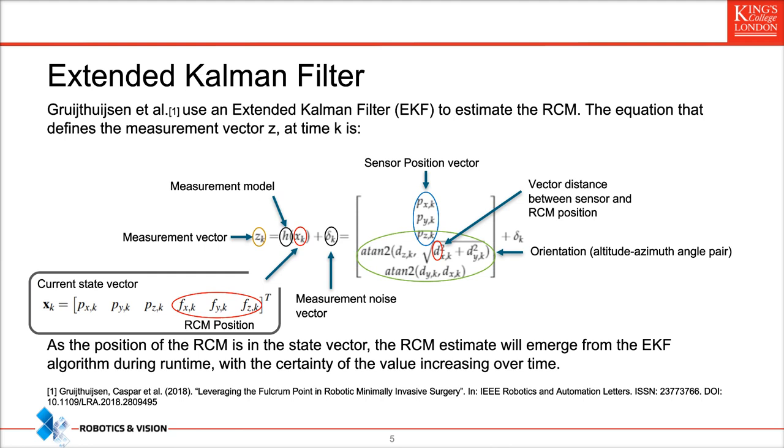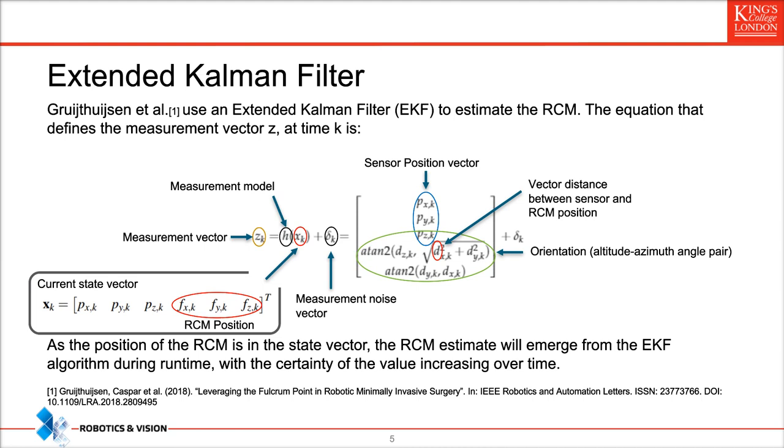We know the desired results of the equations, which are the angles taken from the sensor measurements, so during runtime, the values for the RCM positions that are required to attain these angles are calculated, with the certainty of the value increasing over time. Effectively, the error is being minimized between the prediction of the angles utilizing the estimated RCM positions and the sensor measurements.